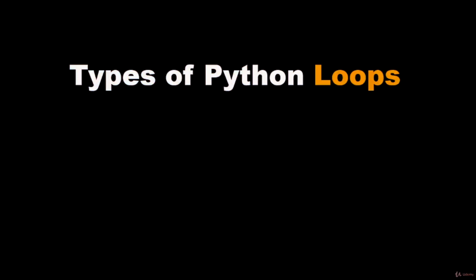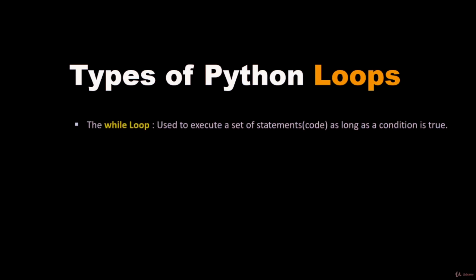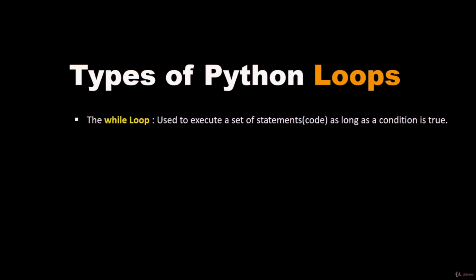There are two basic types of loops in Python. We have the while loop, which is basically used to execute a set of code continuously until a condition evaluates to false. So as long as the condition within the code is true, that block of code will continue to execute.